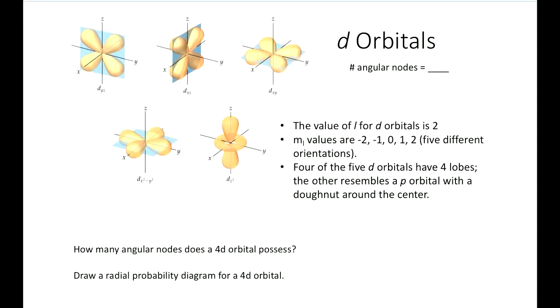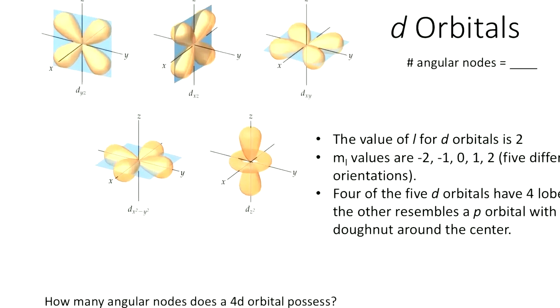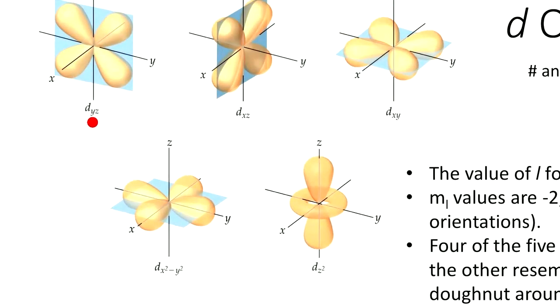All right, so here are our different orientations for d orbitals. Most of them look like butterflies except one of them. How we designate d orbitals, we have d_yz, d_xz, d_xy. Those x, y, z designations tell us how our butterflies are oriented on an x, y, z coordinate system.